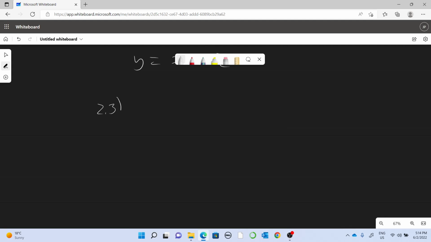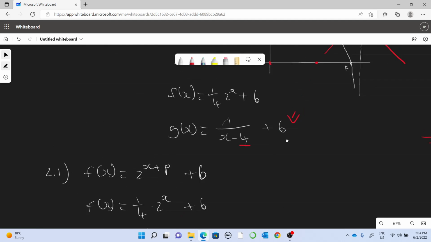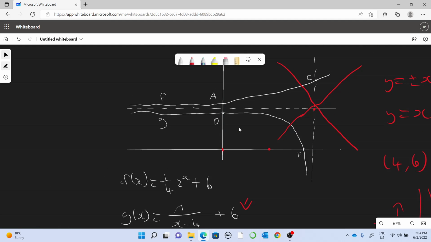So 2.3, they asked us, determine the length of AD. To remind you where AD sits, D is the y-intercept of the g function, and A is the y-intercept of the f function. So basically, if I want to calculate the distance of AD, I need to understand where A intercepts the y-axis and where D intercepts the y-axis. So I need the y-intercepts of the two functions.